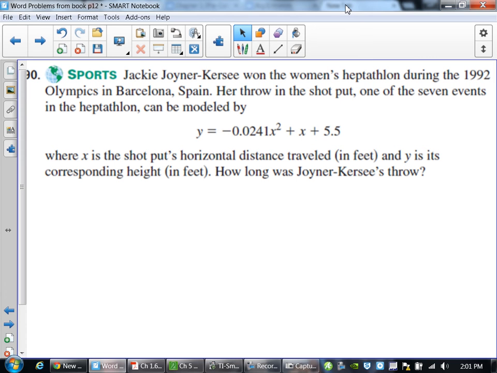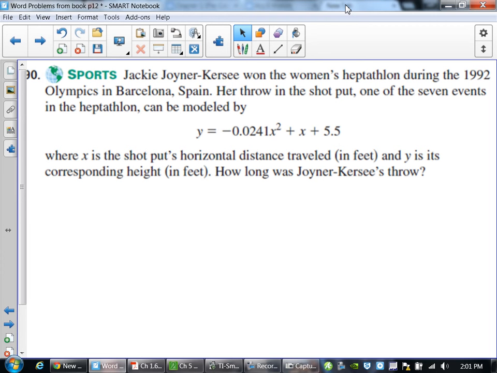Easier than what you actually think. When I look at the model about throwing a shot put, and it says that the model is y equals negative something something plus x plus 5.5, think about it in terms of what that means on a graph. What does that 5.5 represent? Y-intercept. Now, yesterday we talked about the cannon.